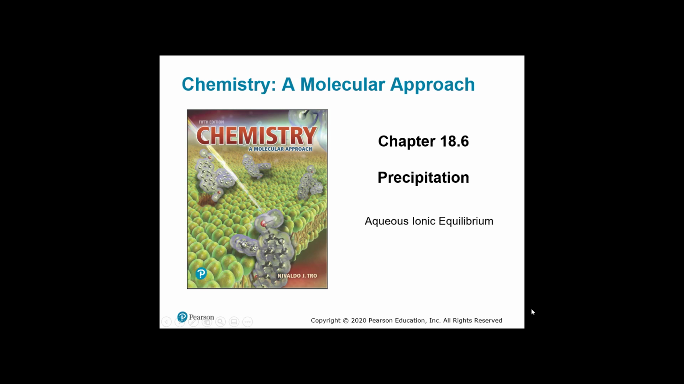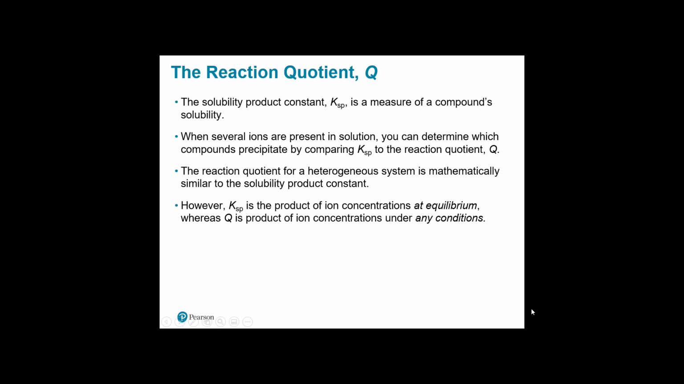Hi class, we are now on 18.6, precipitation. Remember, precipitation is an insoluble compound in a solution, and this is where you would check that. In Chem 111, you would have a solubility chart and you would see what would make an insoluble compound or precipitate and which would not. But we're going to be looking at Q, the reaction quotient, against the KSP.